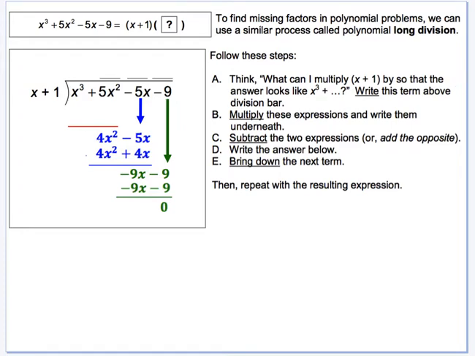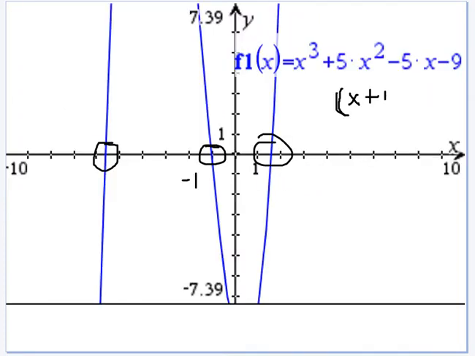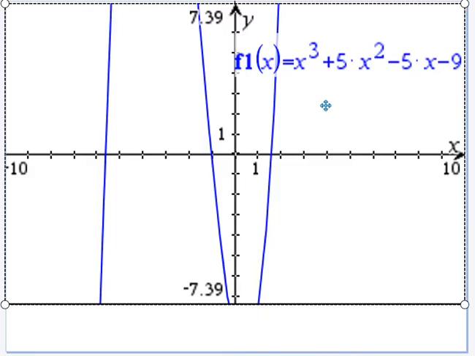Whoops, and when I erased that other stuff, I showed you some of the answers. Hold on, let me just unerase this and get rid of all this stuff. All right, sorry about that, guys.